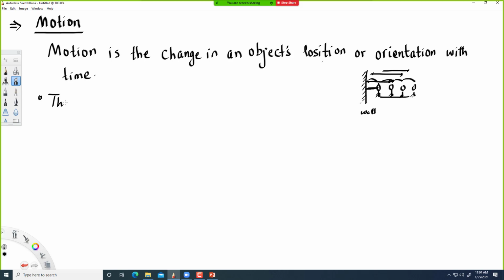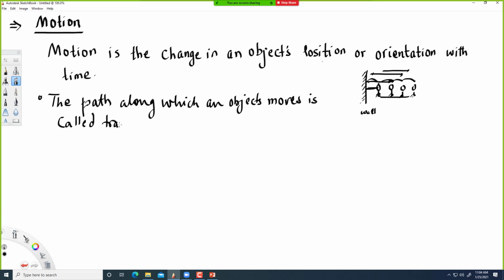And the path along which an object moves is called trajectory. Okay. If I throw something in air, the object will follow some trajectory. Okay, so it will follow a path, and this path is what we call trajectory. Okay.